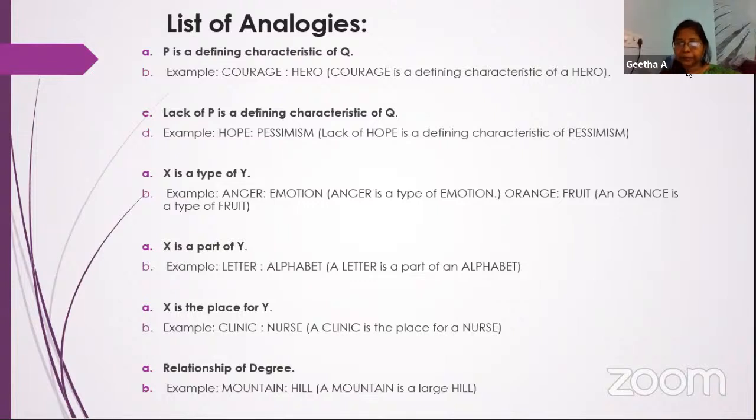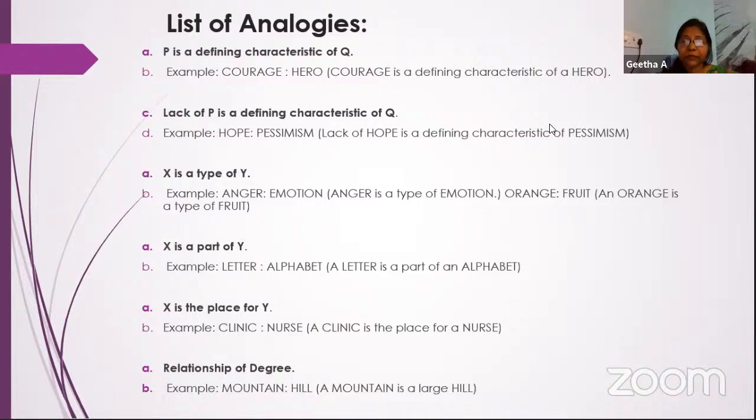Or it may be that lack of P is a defining characteristic of Q. That also might be there. For example, hope and pessimism. Lack of hope is a defining characteristic of pessimism. So the relationship varies a lot, and you will have to find out what the relationship between the words is.